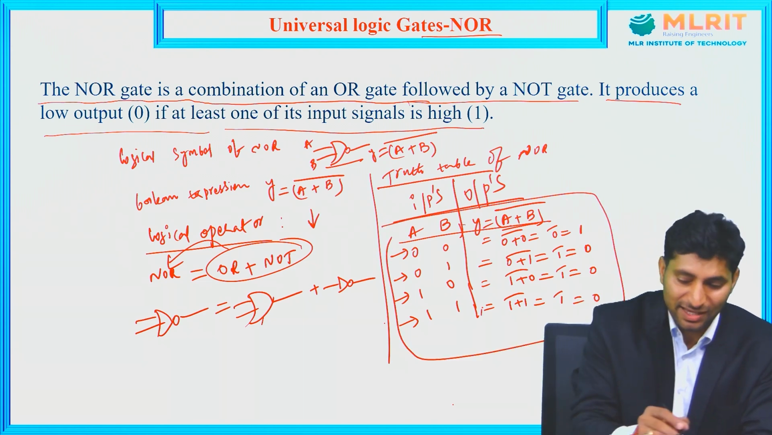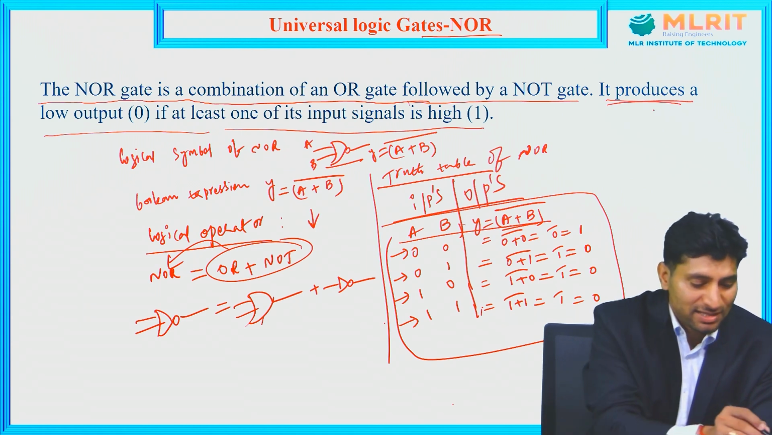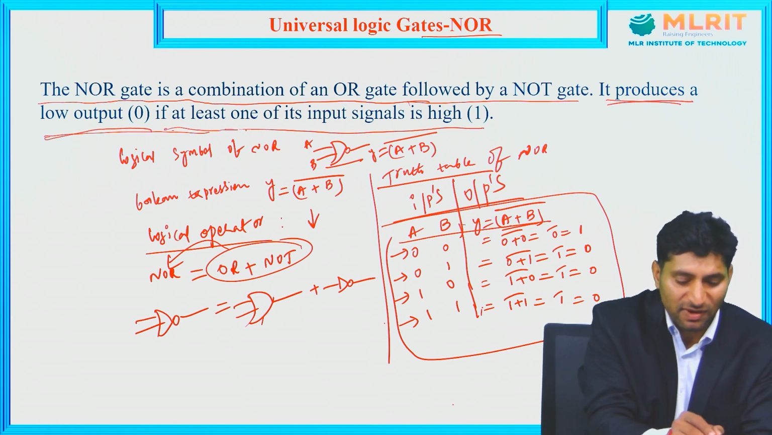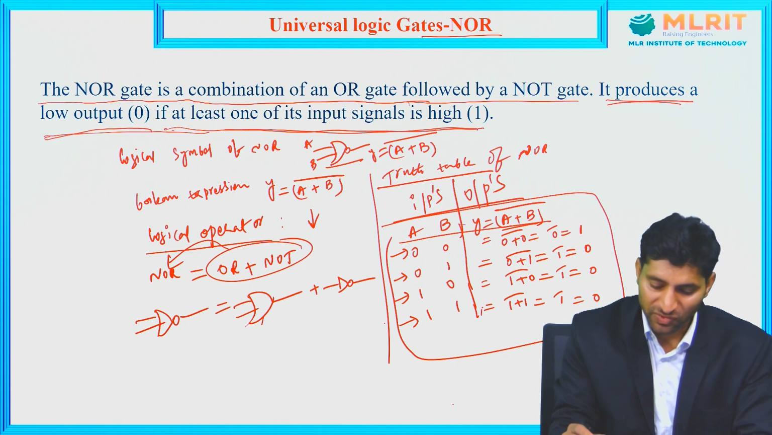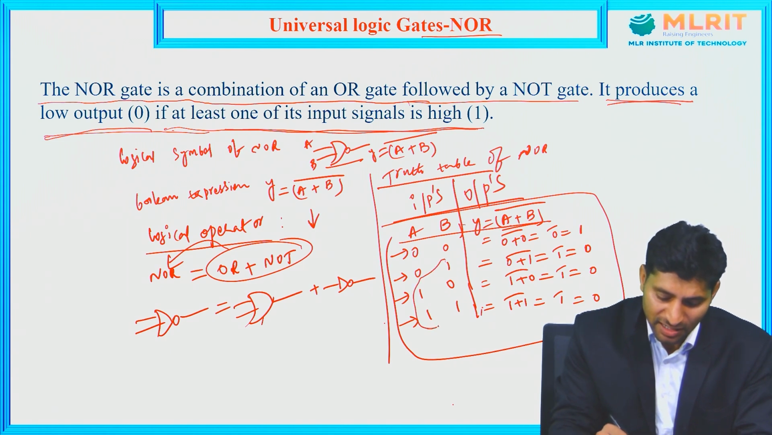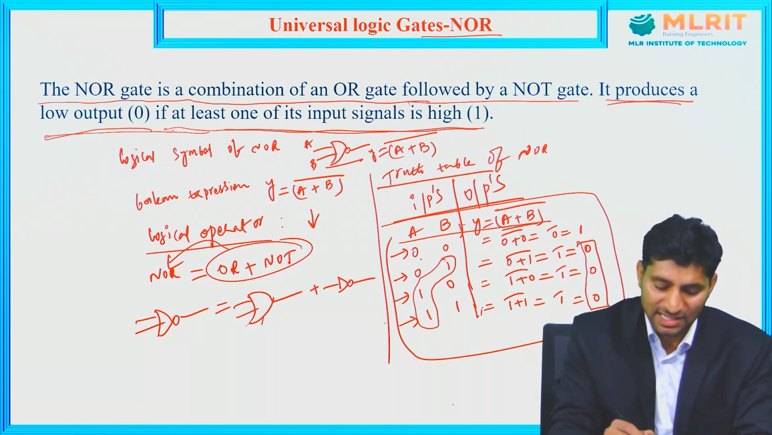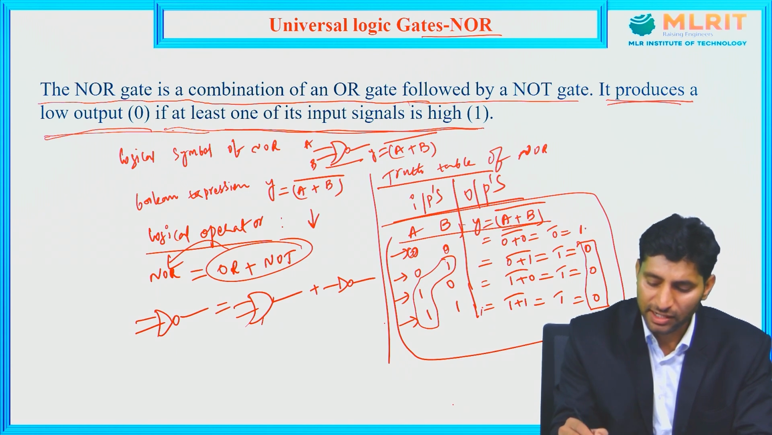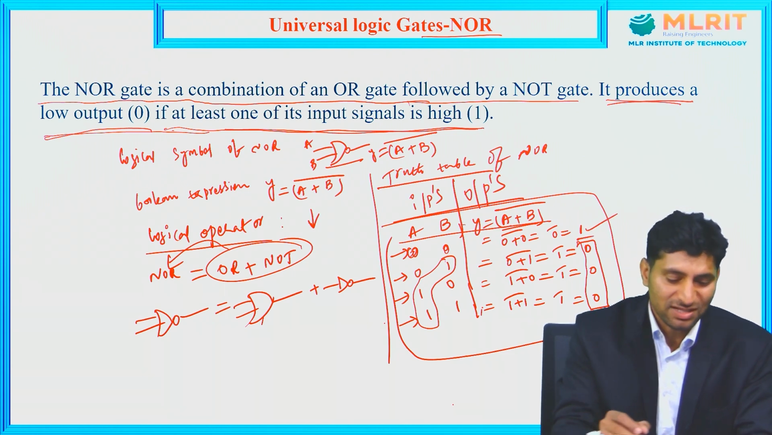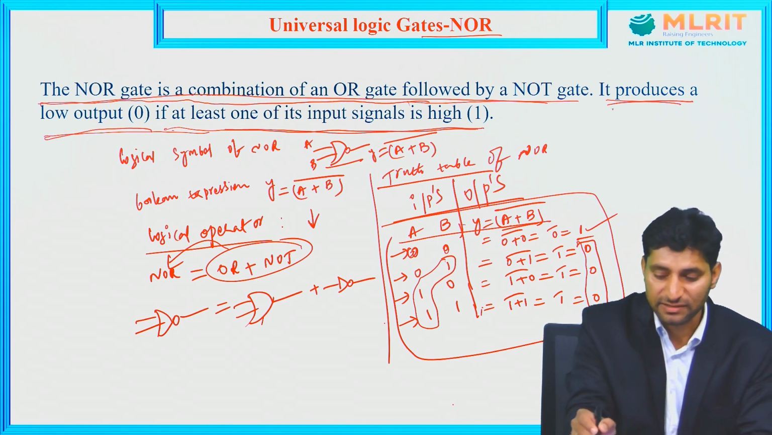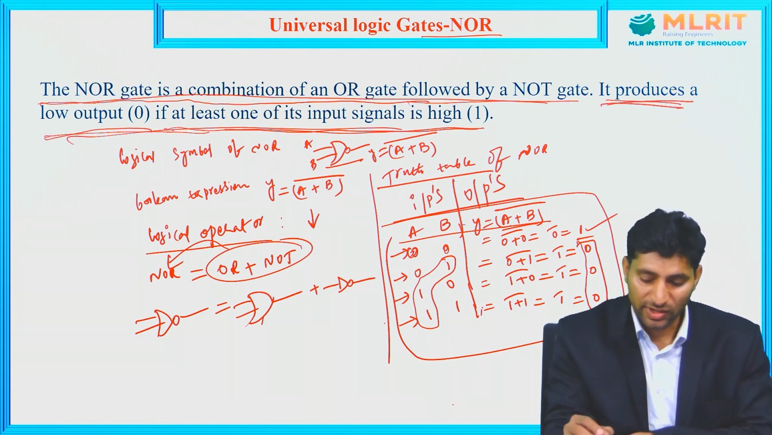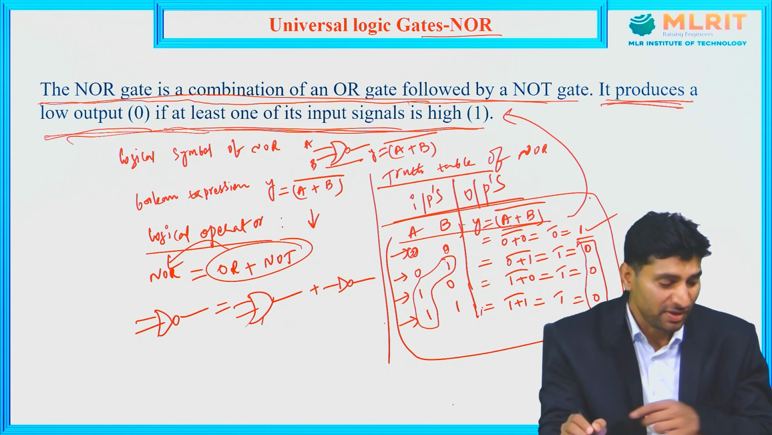If you observe here, it produces a low output if at least one of its input signals is high. So if at least one of its input signals is high, then only it can produce a low output. In the rest of the cases, when both the inputs, or all the inputs, are low, then only it can produce a high output, that is one output. So this is what its definition says. So the definition is derived from the truth table.